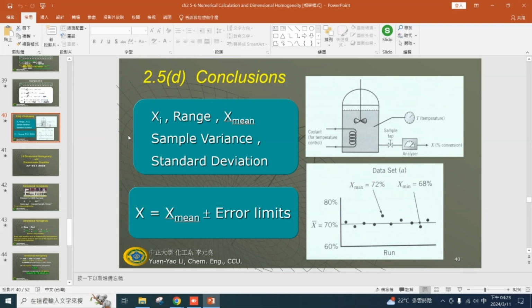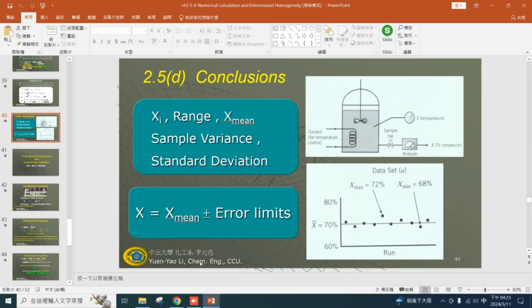Once you get data, this is raw data, right? Xi is the raw data. For example, there are 10 data. So you need to know the range of the data, from maximum to minimum. And you need to know the mean of the data, so you take the average, right? And you also need to judge how good the data is, so we use sample variance and standard deviation.